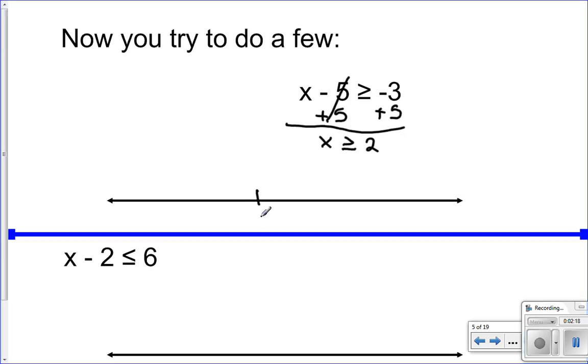So on my number line, there's 0, 1, 2. Since it's greater than, it's going to be an open circle. And it's everything to the left of it. I mean, to the right of it, sorry, to the right, because it's everything greater than it. For example, 3. 3 is greater than 2. And 3 would work in this inequality because 3 minus 5 is greater than negative 3, because 3 minus 5 is negative 2, and negative 2 is greater than negative 3.